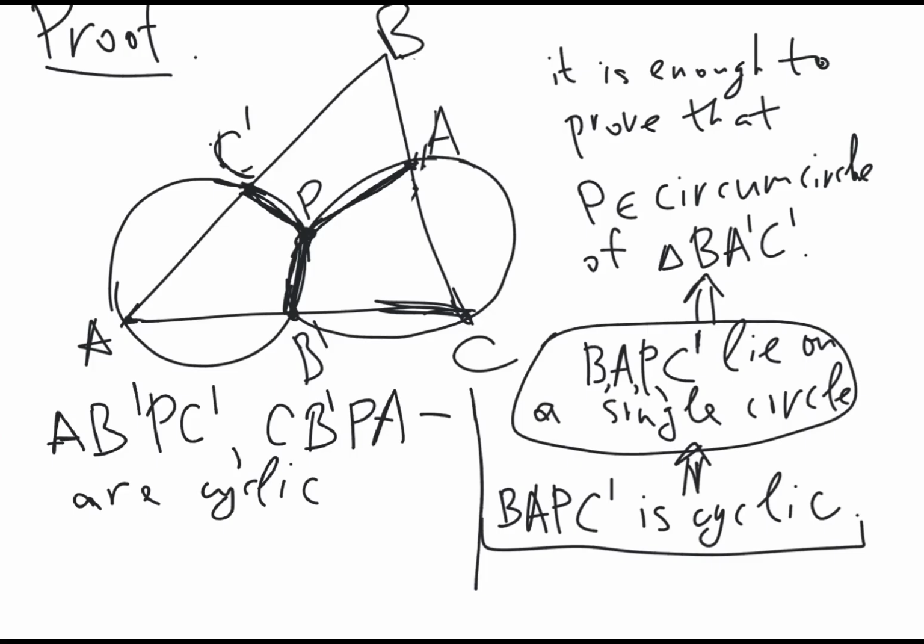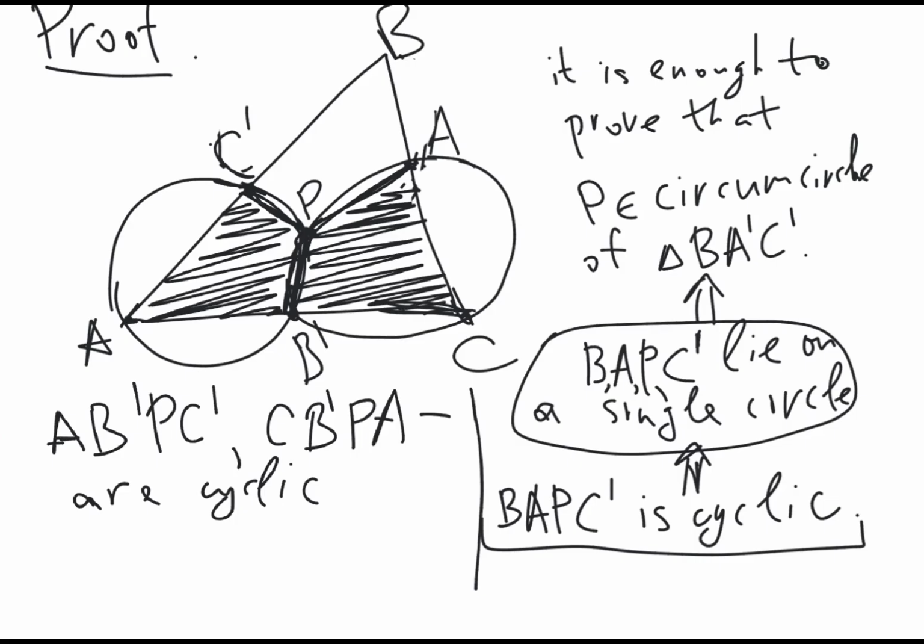So this quadrilateral and this quadrilateral, right? They're cyclic because, directly by construction, P is the intersection point of the two circles, so each of these quadrilaterals is inscribed in the corresponding circle. So they are cyclic, and therefore we can express their angles.